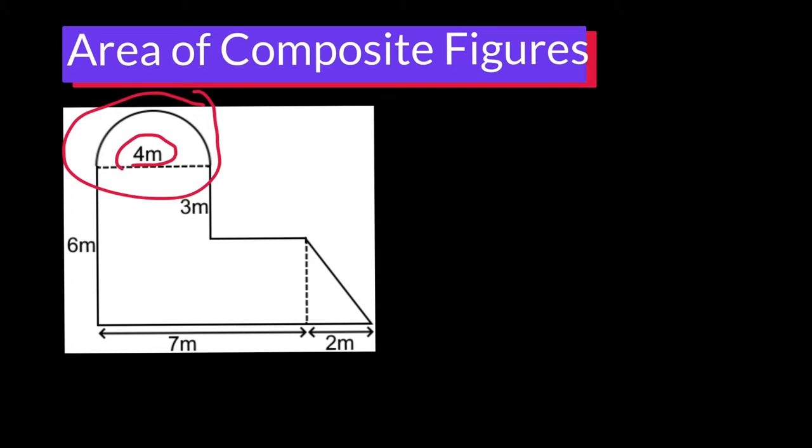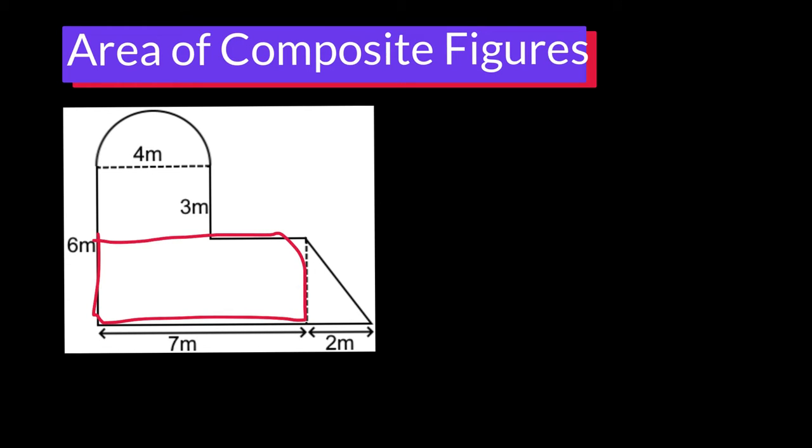Below the half circle we have a rectangle, and the width of that rectangle again is 4 meters and the height is 6 meters. Along the bottom we have another rectangle, and we know that the length is 7 meters. Now, although we don't know the height, we know that this height is 6 meters and this is 3 meters, so this must also be 3 meters. Finally, we have this triangle with a base of 2 meters and a height of 3 meters.